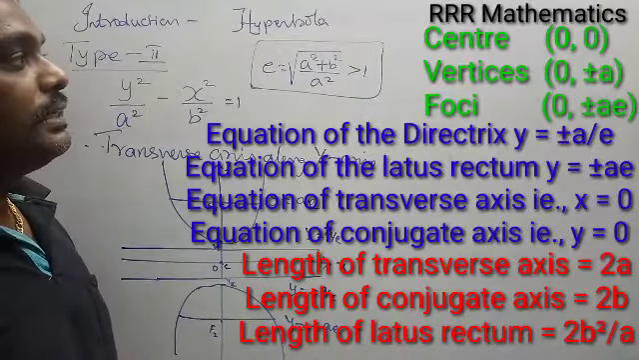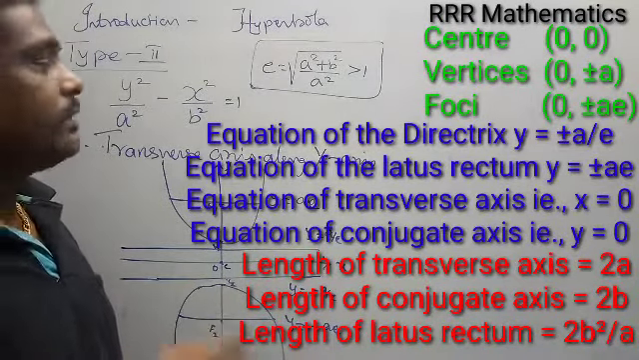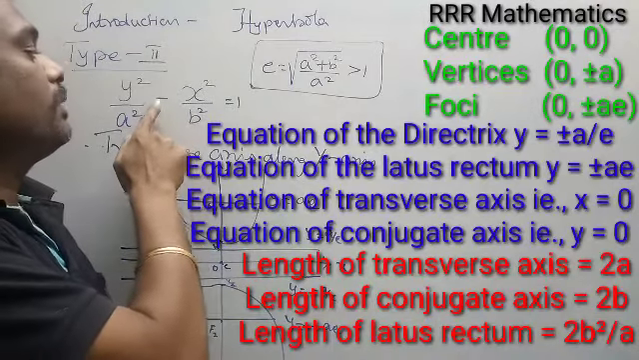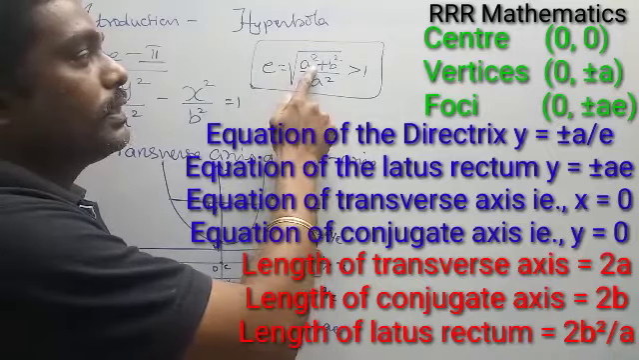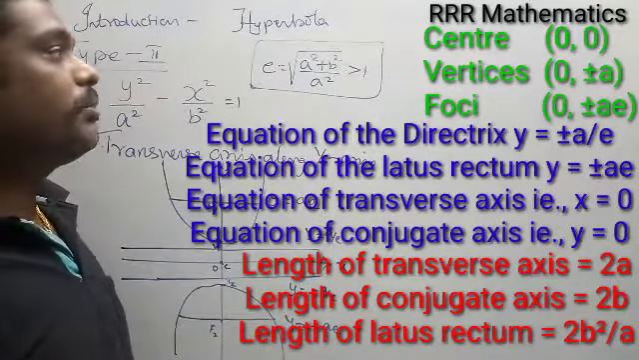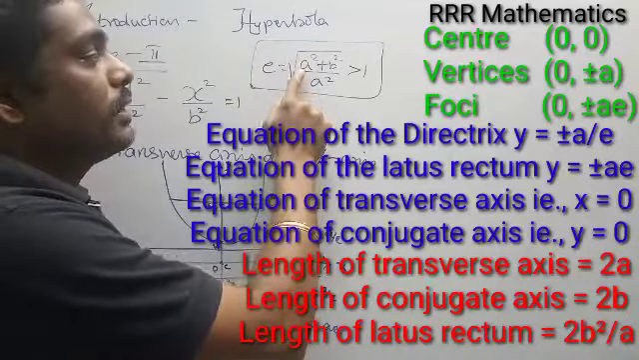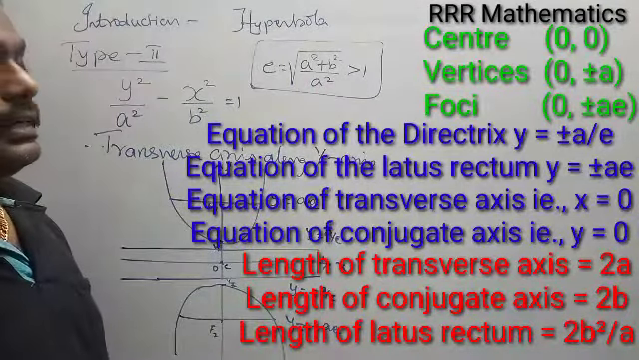Is it clear? Mainly you should know the difference between ellipse and hyperbola. In case of ellipse, you have a plus sign. In case of hyperbola, we have a minus sign in standard form. The e value is calculated as square root of a square minus b square by a square, that's why it is less than 1. But in case of hyperbola, the e value is calculated as square root of a square plus b square by a square, which is greater than 1. Got it?